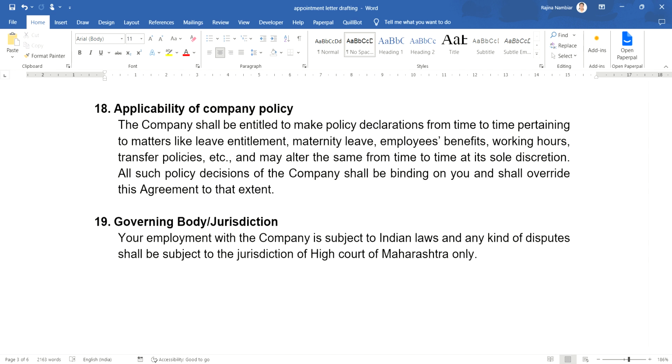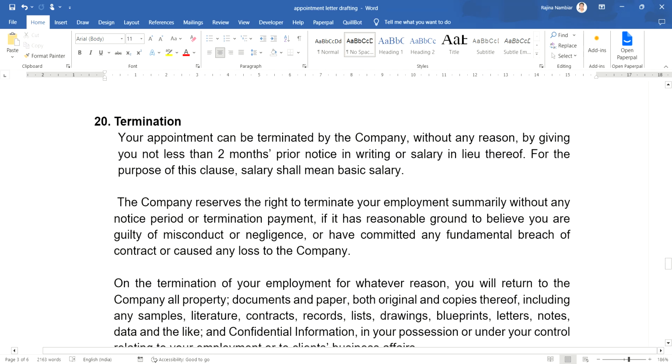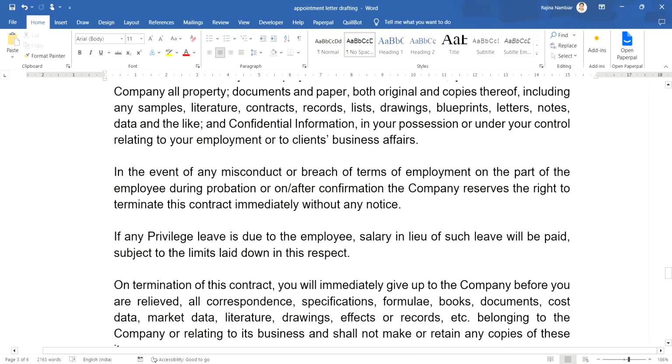Then the governing body or jurisdiction. Since the person here is being placed in Mumbai, Maharashtra, the High Court of Maharashtra will take up all the disputes. They need to be aware of that. Termination: two months' prior notice has to be given. And in terms of any fraudulent activity that has happened, the company has a right to terminate the employee.